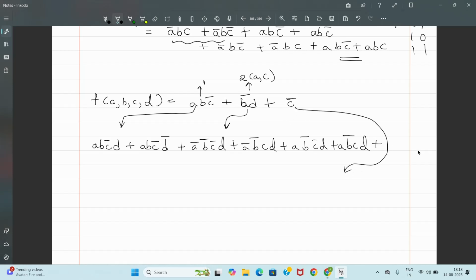I'll write it here. Okay. There's no space. Here you have 3 variables missing, that is A, B, and D. If 3 variables are there, 8 possible combinations will be there. So write C bar 8 times. C bar, C bar, C bar. You'll have to write it 8 times.